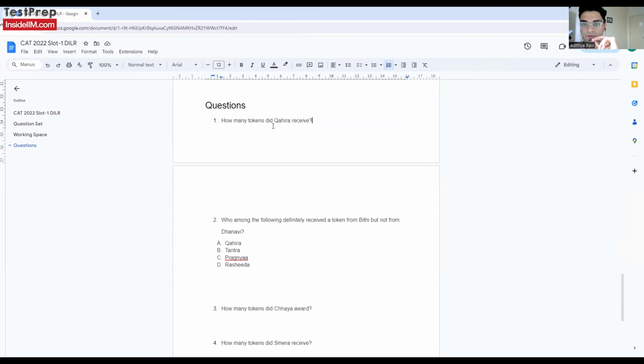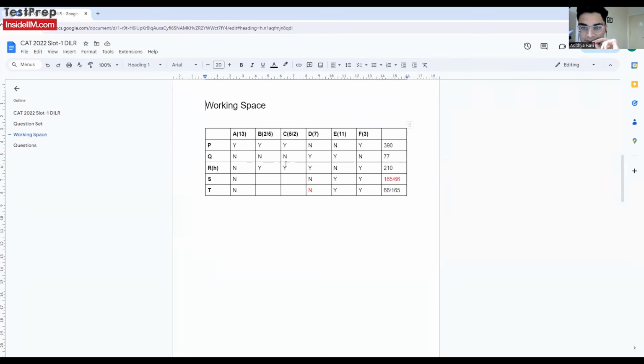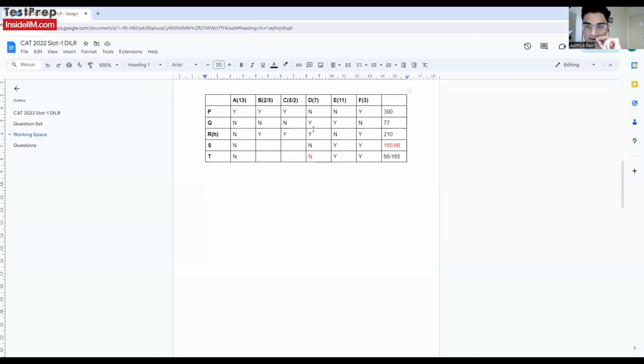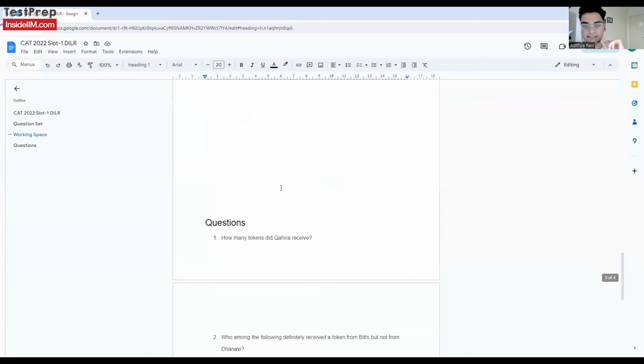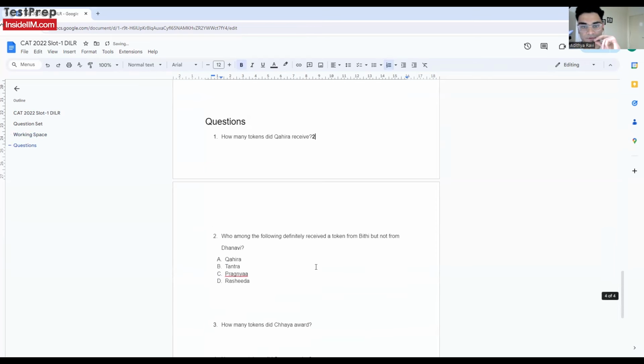How many tokens did Q receive? We'll just get into our working space over here. We see that Q has received tokens from only 2 people, right? So we can safely answer that the answer here has to be 2.